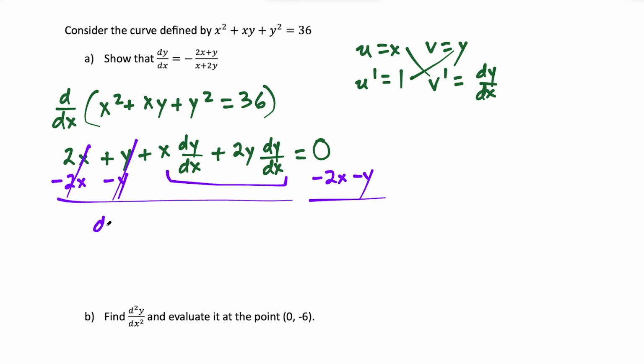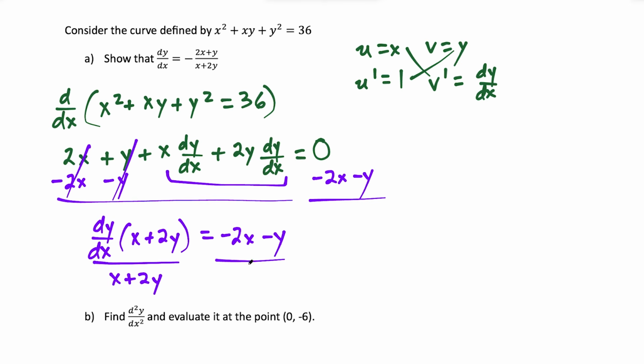But all in one step, what we could do is factor out dy dx, and we're left with x plus 2y. And now this is equal to negative 2x minus y. So now to solve for dy dx, we just divide both sides by x plus 2y. So we're doing this on both sides.